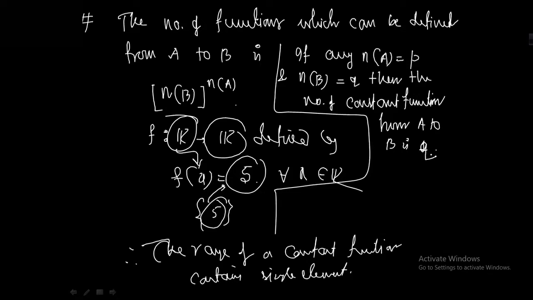যতগুলো এলিমেন্ট বি সেটে আছে ততগুলোই পসিবিলিটি আছে। Any element can be the image. So there are q possibilities because the set B is having q elements. Hence the number of constant functions which can be defined from a set A to another set B having p and q elements respectively is q. Is that clear? Now identity function.